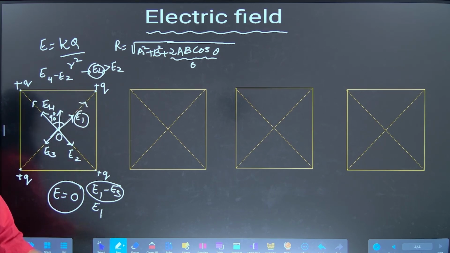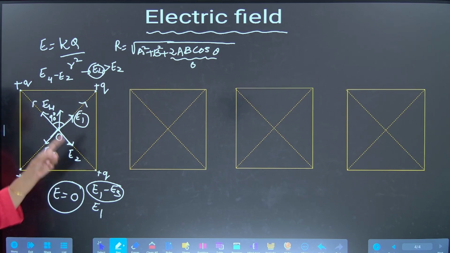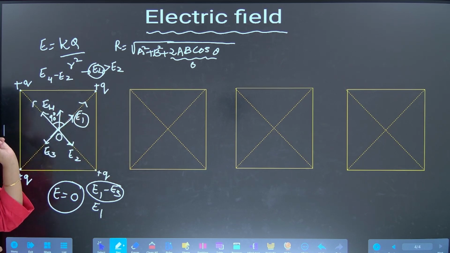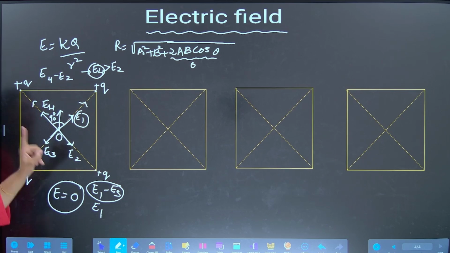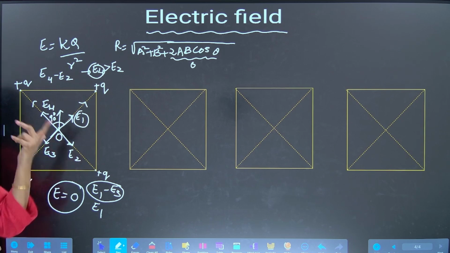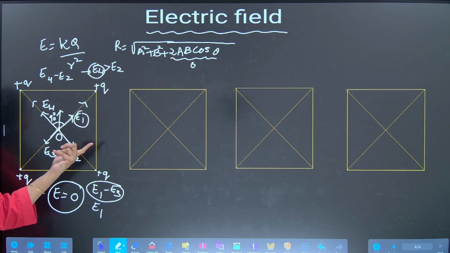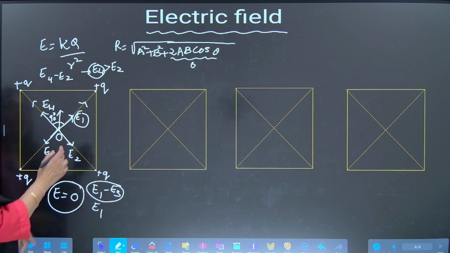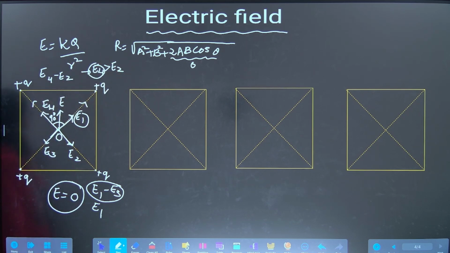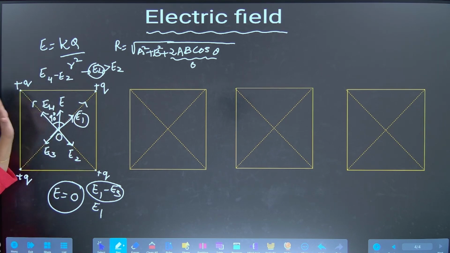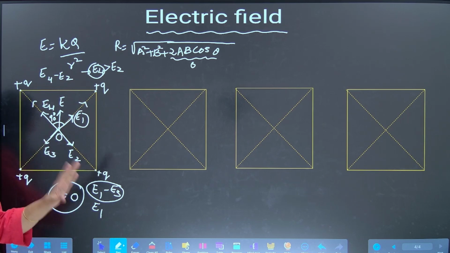If they are not equal, then find out individually E1, E2, E3, E4. On this diagonal, do E3 minus E1. Direction of the resultant is along the bigger one. On this diagonal, do E4 minus E2. Direction of the resultant is along the bigger magnitude. You got two magnitudes, two directions. Using the resultant method, solve the resultant electric field at O. Correct? Direction is ready with us. Fine. So this is when all the charges are positive.